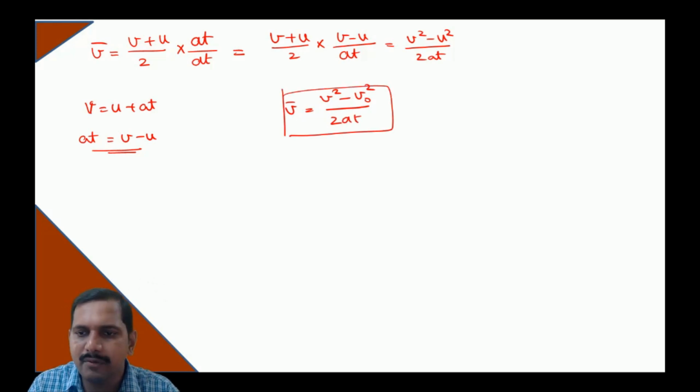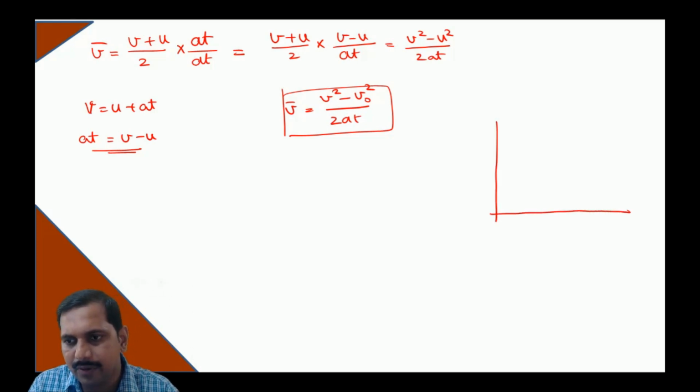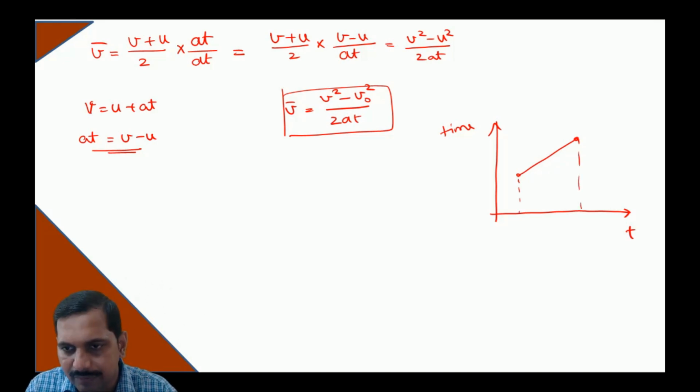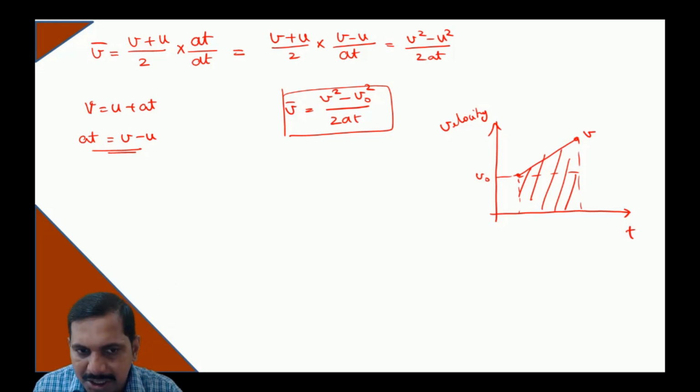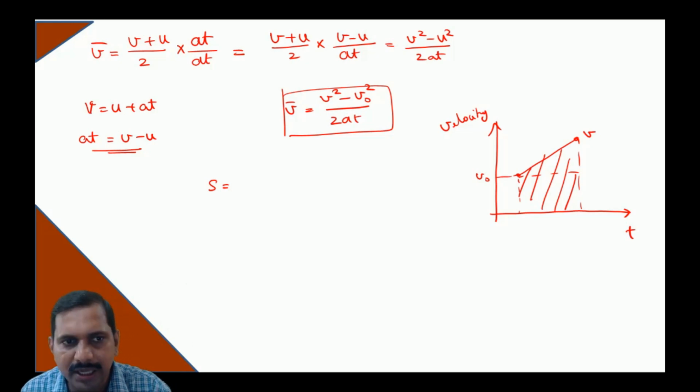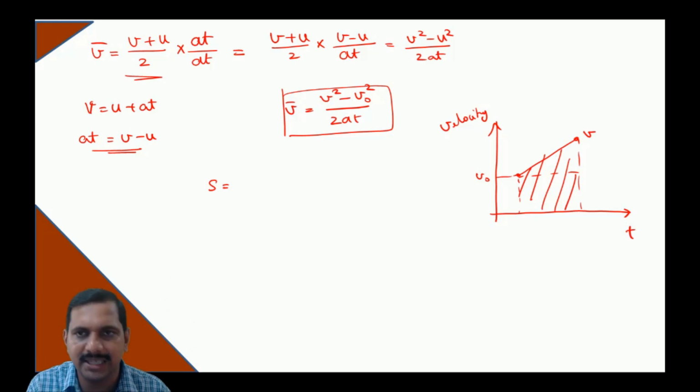There are two ways. Another way is, we can always have the velocity versus time graph. We can calculate the distance here as the area under the curve. So here we'll have v0, and this is v. The area under this curve is the displacement. So we can write displacement S is equal to ut plus half at square, and then apply at and solve it. So there are various ways of getting into the problem.